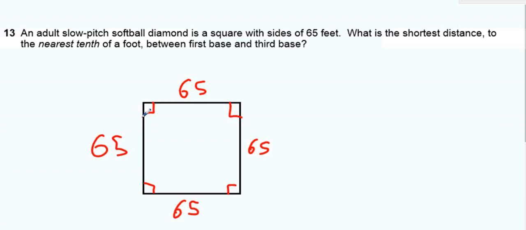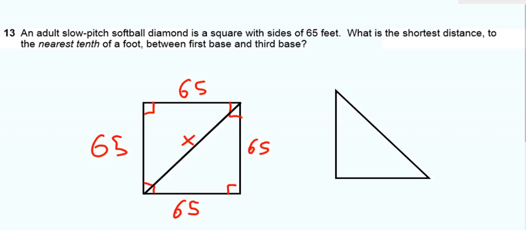What is the shortest distance to the nearest tenth of a foot between first base and third base? So we'll put first and third across from each other. We'll go this way. We're trying to solve for that length right there. So we don't need the whole square. We actually just need that triangle that we just formed. The two sides are 65. We're trying to find the hypotenuse.